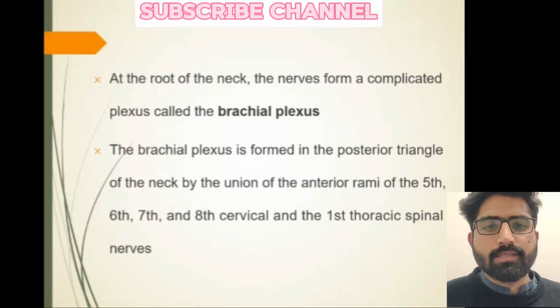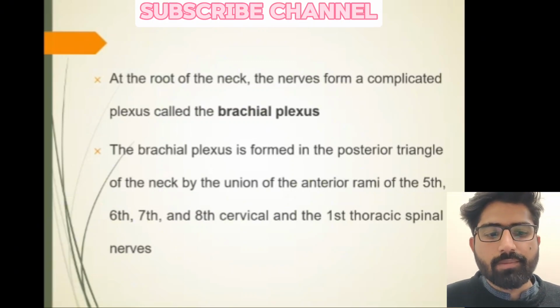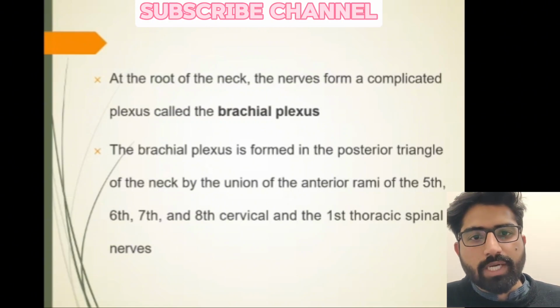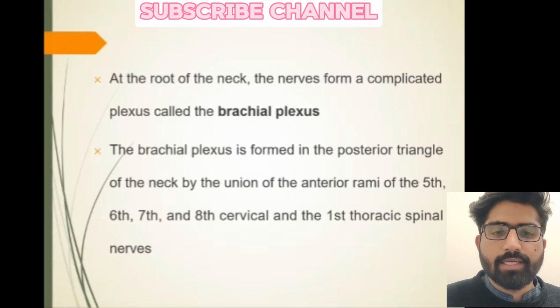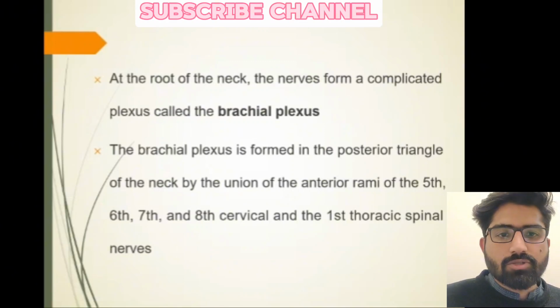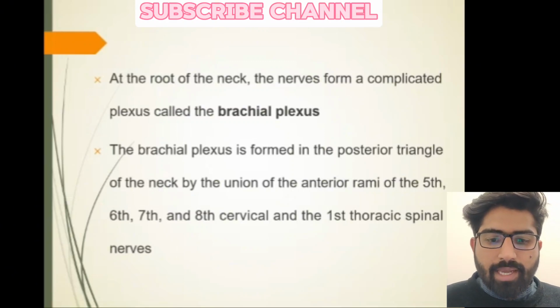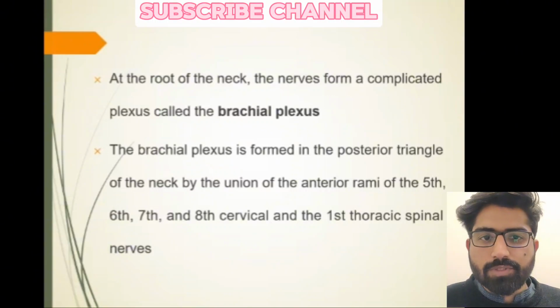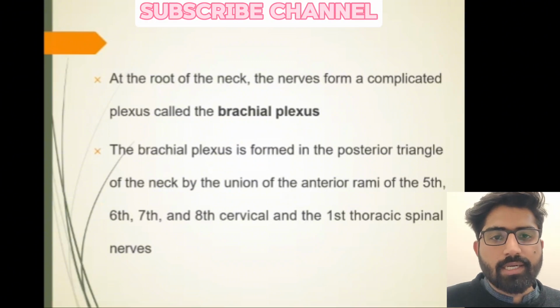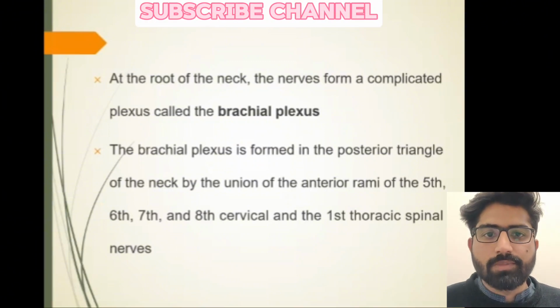The brachial plexus is actually formed in the posterior triangle of the neck by the union of the anterior rami of the 5th, 6th, 7th, and 8th cervical and the first thoracic spinal nerves. As these nerve roots have two rami, meaning the anterior and posterior rami, in the brachial plexus the anterior rami of these nerve roots unite, meaning combine, to form the brachial plexus.